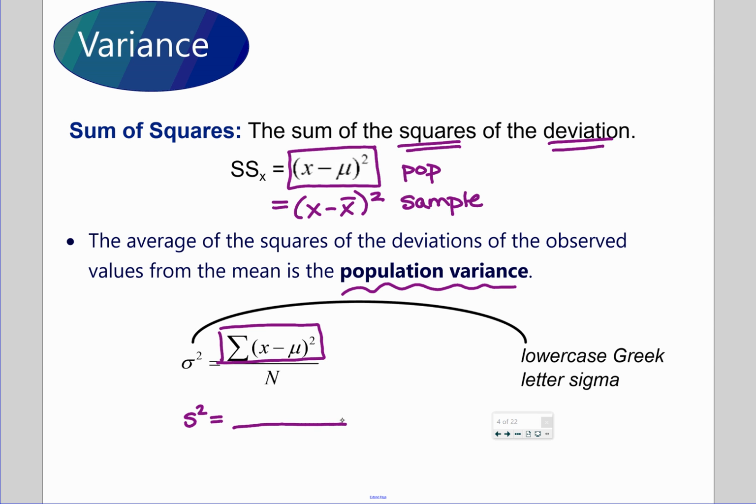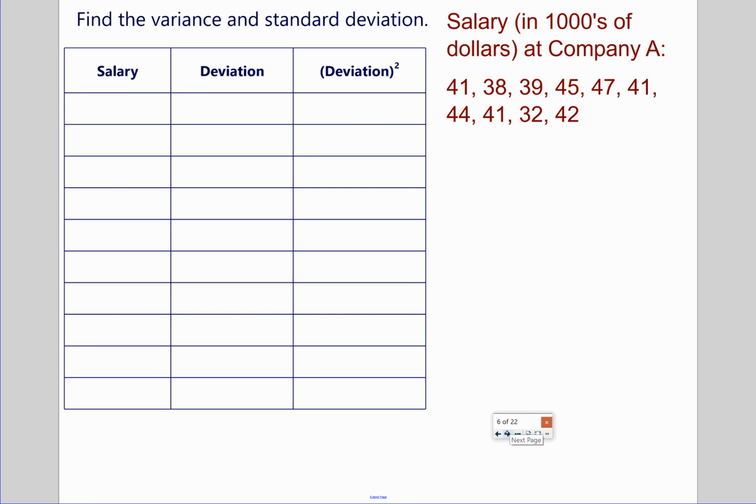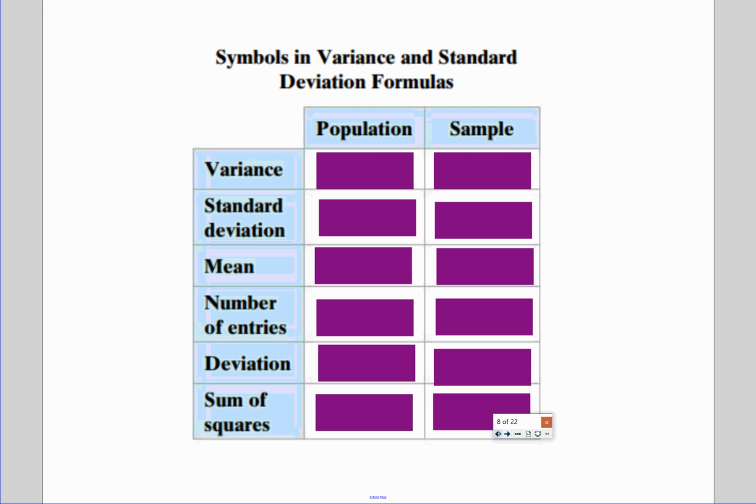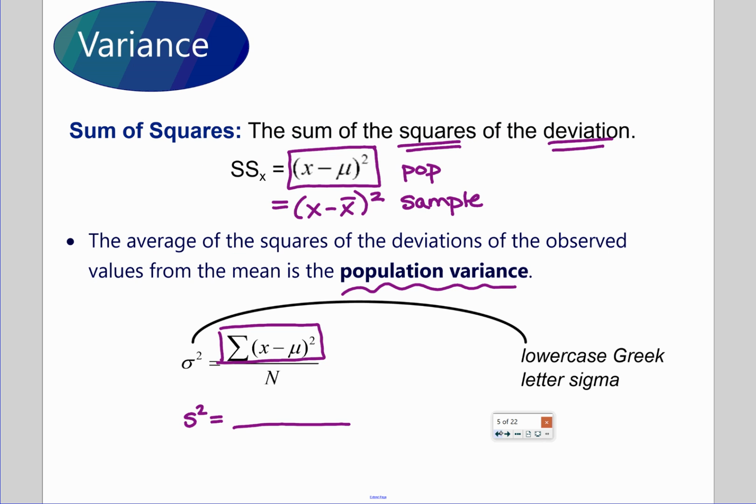If we have a sample, I think we use S. Let me double check. I have that later. Oh yeah, we use S. Okay. Sum x minus x bar squared over our lowercase n. So this is how population looks. This is how sample will look. Same formula, couple different letters again, if I have a population versus a sample.